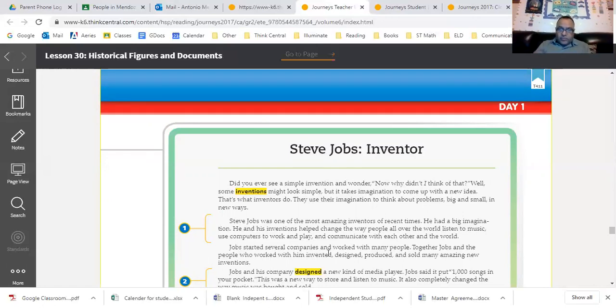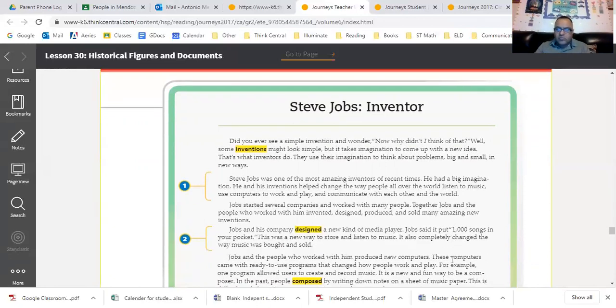Jobs started several companies and worked with many people. Together, Jobs and the people who worked with him invented, designed, produced, and sold many amazing new inventions. Wonder, what did he invent? You're probably thinking.